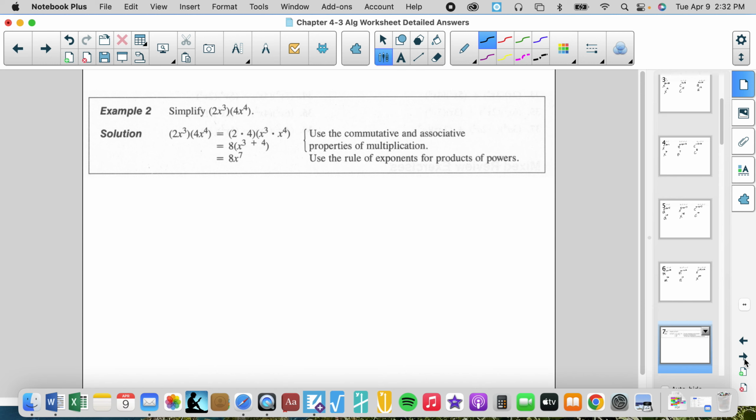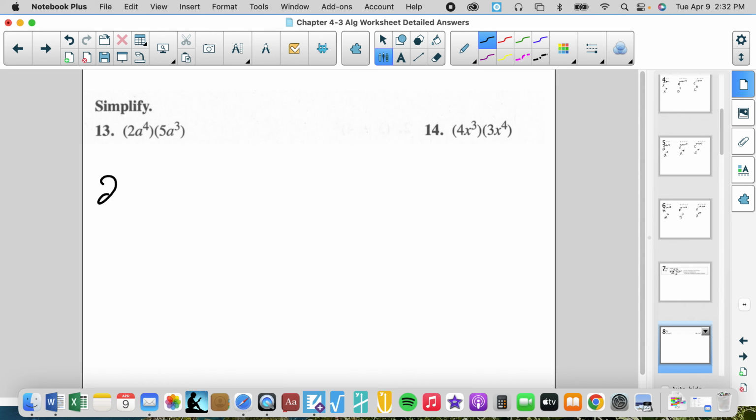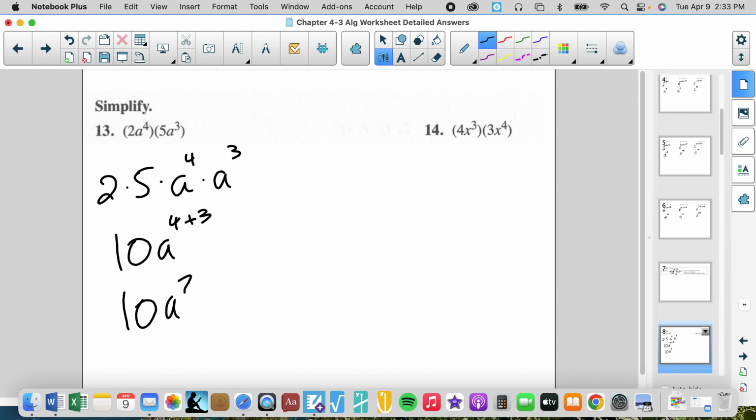All right, so now when we have monomial times monomial, we are going to multiply their coefficients, 2 and 4. And now, since we have like bases, we're going to add their exponents. So that gives us 8x to the 7th. So we have 2 times 5 times a to the 4th times a to the 3rd, which is 10 a to the 4 plus 3, which is 10 a to the 7th.